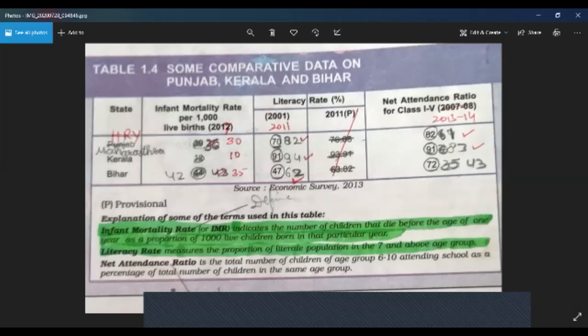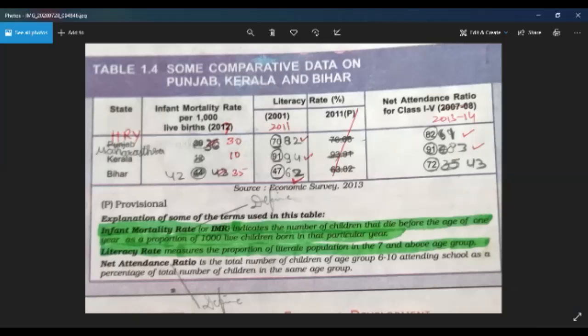Right, see, some comparative data on Haryana, Kerala and Bihar. So instead of Punjab, I did it HR. Now, infant mortality rate per 1,000 live births: in Haryana, only 30, Kerala 10, Bihar 35. Literacy rate in Haryana is 82%, Maharashtra 94%, Bihar 62%.